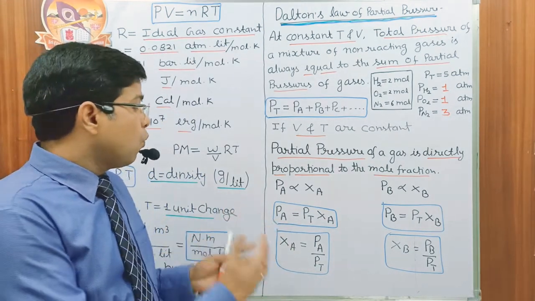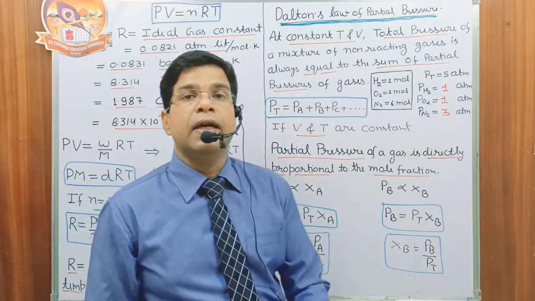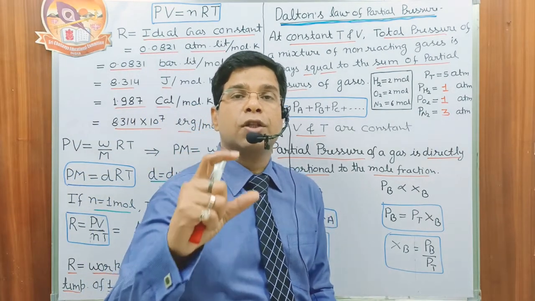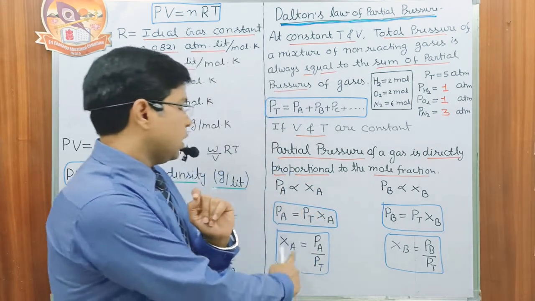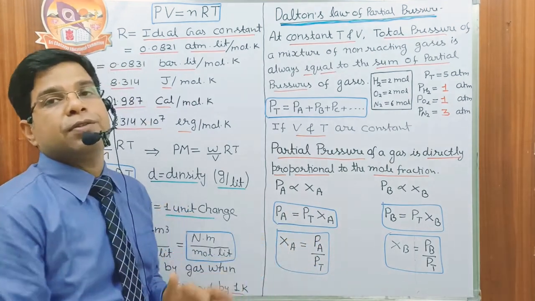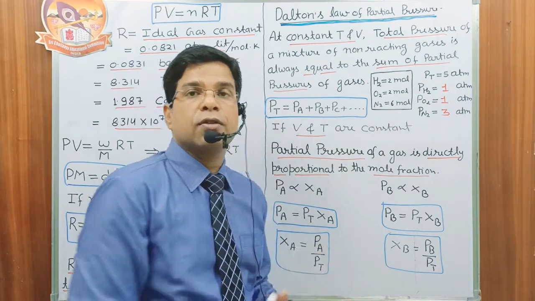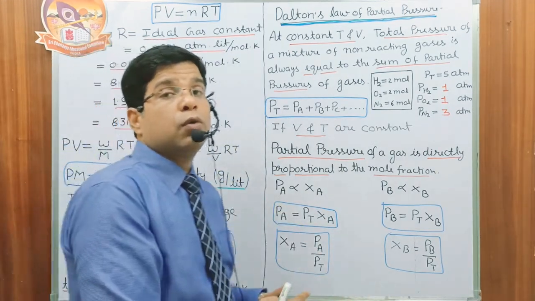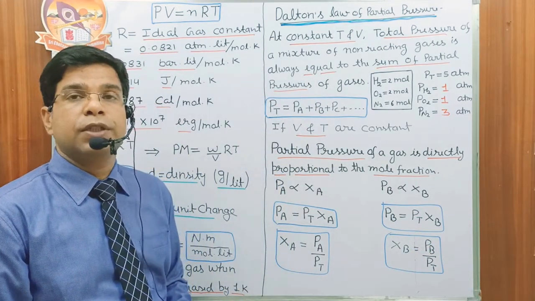So what is the mole fraction formula we have here? Mole fraction of any gas is equal to the partial pressure of that gas divided by total pressure, like XA is equal to PA divided by PT, where PA is the partial pressure and PT is the total pressure. For gas B, XB, the mole fraction of gas B, is equal to the partial pressure of B divided by total pressure PT.